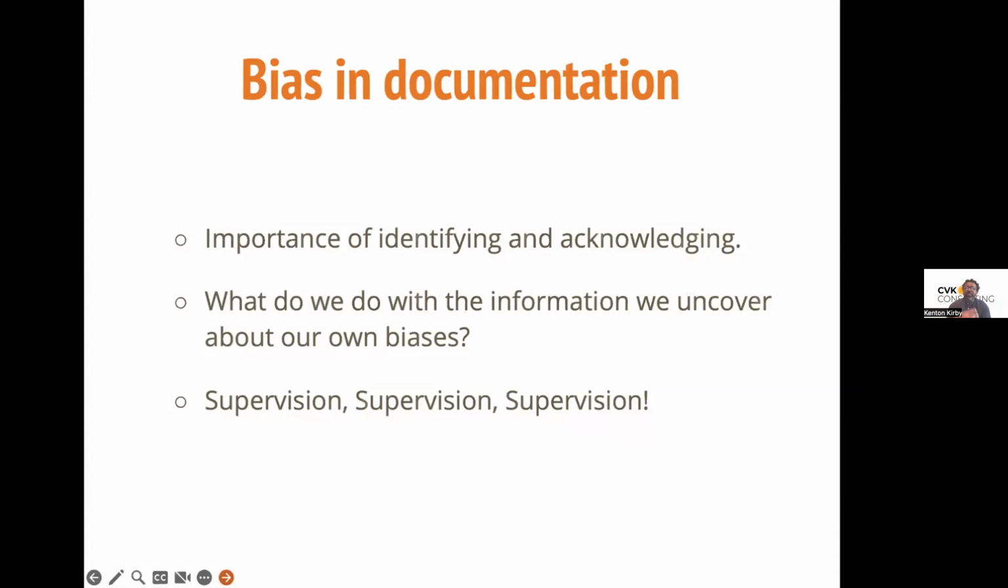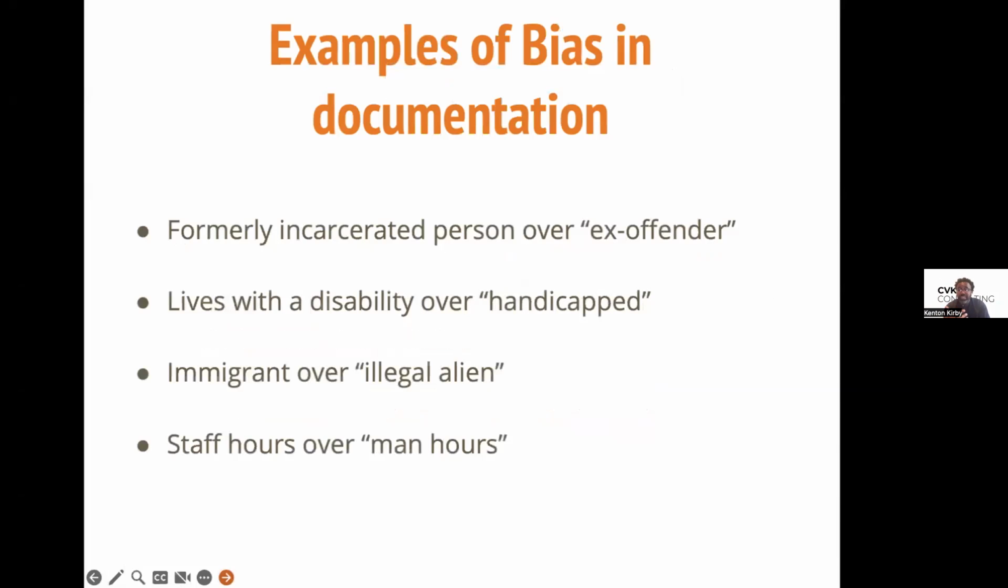But another part, not just bias, but seeing our own bias in our documentation, even the biased language we use in our documentation, is super important to be mindful of. For years we used to hear folks refer to those who were formerly incarcerated as ex-offenders or ex-cons, or other language specific to the worst moment of someone's life, right? Formerly incarcerated person or returning citizen is language we should really be focusing on, right?